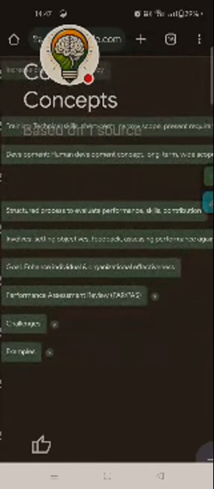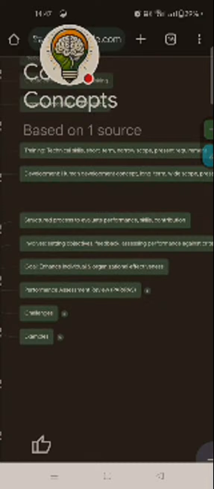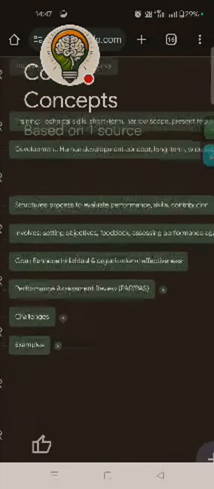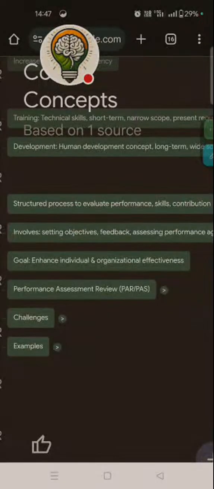Then comes the appraisal system or the performance appraisal. This is a structured process of evaluating performance and skill contribution. It involves setting objectives, feedback, and assessing performance against criteria. The goal is to enhance individual and organizational effectiveness. Performance appraisal review (PAR) and PAS is a comparative analysis of expected versus actual performance.